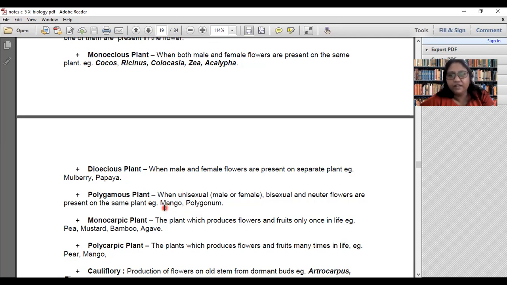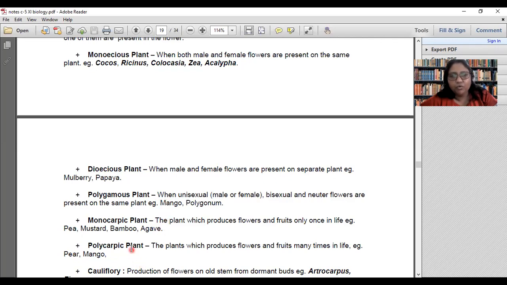Have you ever tried? Ma'am, can you repeat the definition of neutral flowers? Polygamous plants are plants which have unisexual, bisexual, and neutral flowers, that is, flowers without any sex organs present. Have you ever seen the flower of mango? No, ma'am. Try and search on the internet and see. Why I am telling you to try and search, you will remember. That's why.